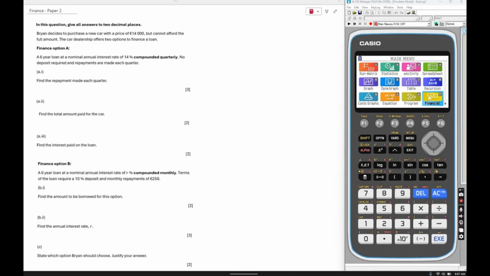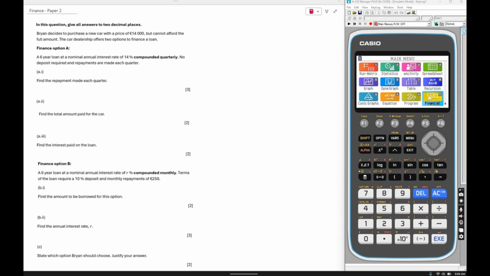Hi everyone, today we have a financial question from paper 2. In this question, give all answers to 2 decimal places. Brian decides to purchase a new car with a price of £14,000 but cannot afford the full amount. The car dealership offers 2 options to finance a loan.